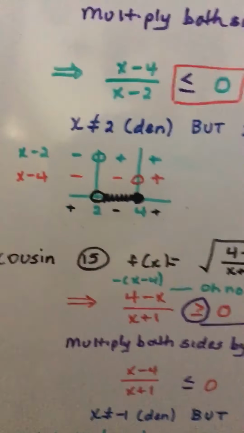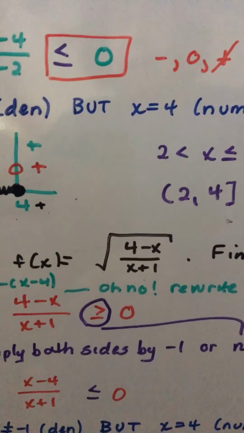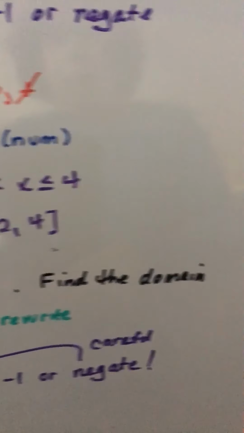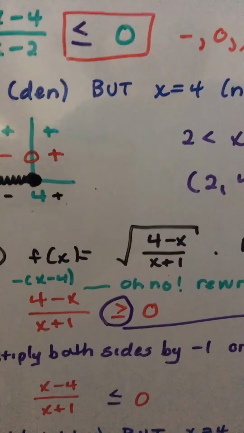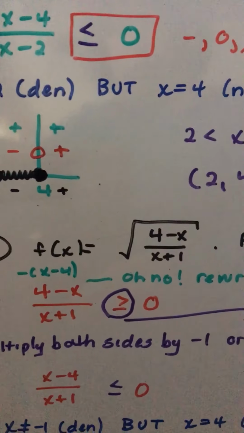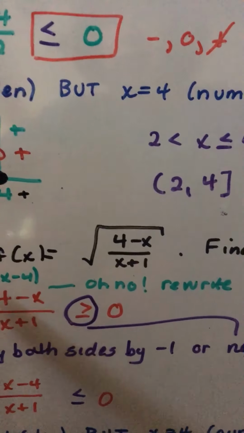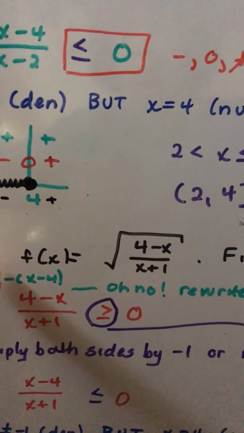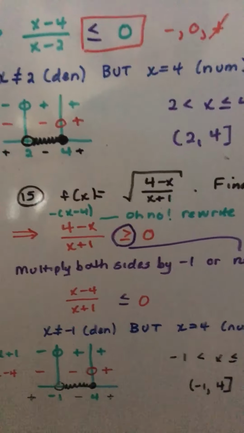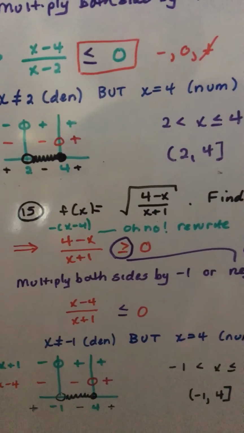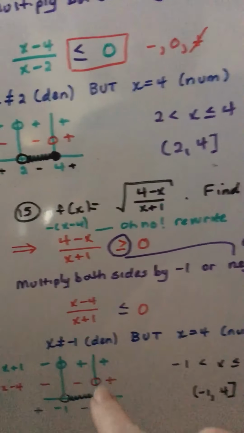Here's the cousin problem. Hello, cousin. Because notice where's the negative this time? It's in the numerator. I want to find the domain. I set it up as numerator over denominator greater than or equal to 0. But notice if I negate the top, I have a negative sign here. And so I'm going to negate both sides. But when I negate both sides or multiply by -1, I must reverse my inequality symbol.